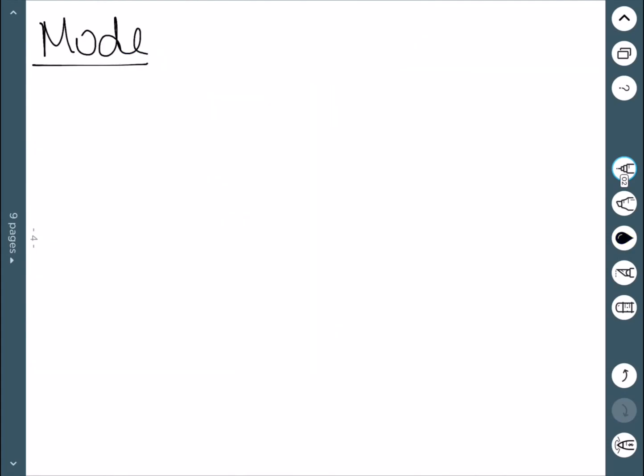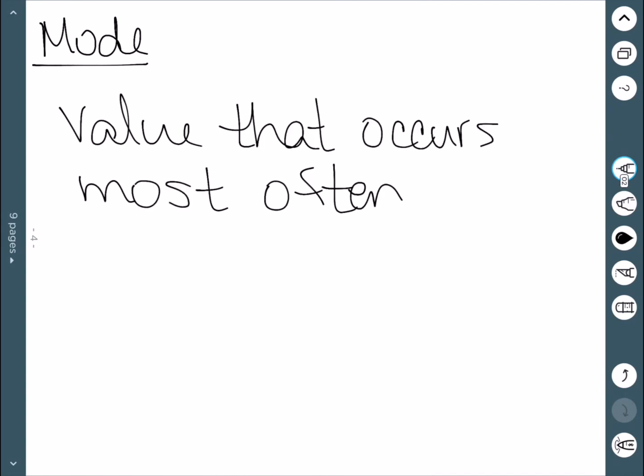The next one we'll look at is the mode. The mode is the data value that occurs the most often. It is possible to have more than one mode. We could have 2 modes because there are 2 data values that occur the most. We could have 3. We could also have 0 modes. If everything occurs the same amount of times, we don't have any mode at all. So it's the thing that occurs the most often, and it's possible to have more than one or none.